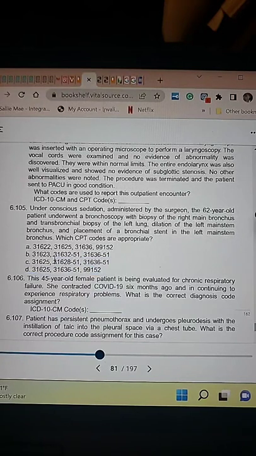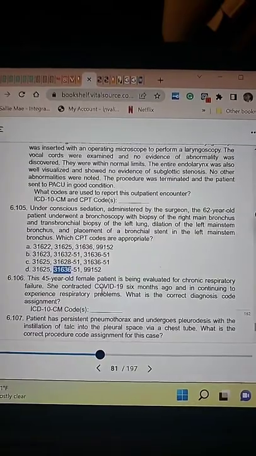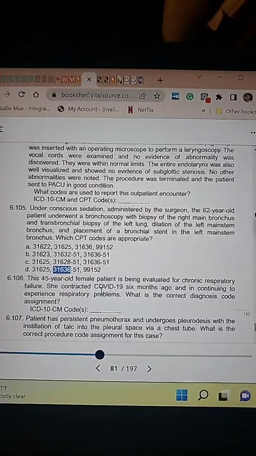So I'm going to go to my 31628 and 31636. See what my differences are? See if I can find my answer that way. 31628.